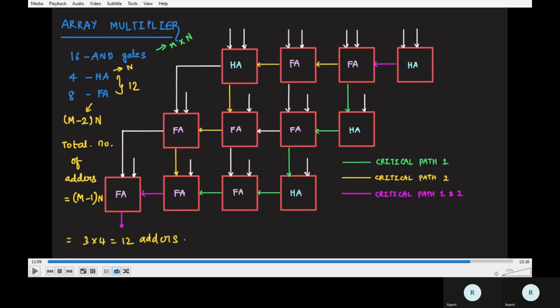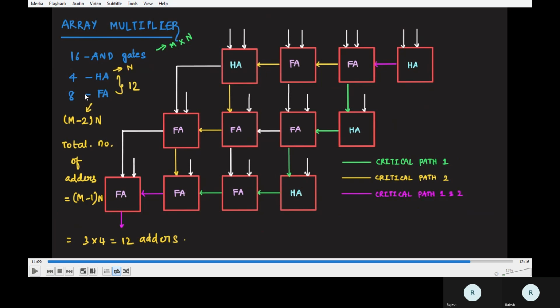So in general, if you want to design an m by n array multiplier, the number of half adders will be equal to capital N. The number of full adders used is equal to m minus 2 into capital N. What is m? 4. 4 minus 2 is 2, into 4, 8. So this is the mathematical formula where you can analyze whether your design is correct or not. What is the analysis? You require totally 16 AND gates, which means m by n AND gates, and 8 full adders, which is m minus 2 into n, and n half adders.